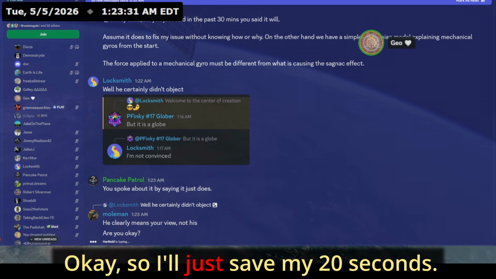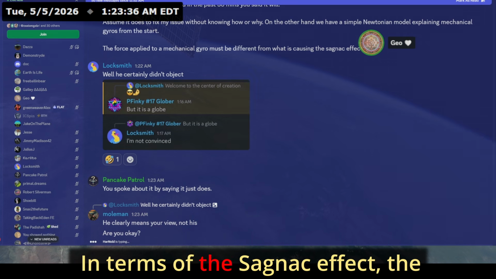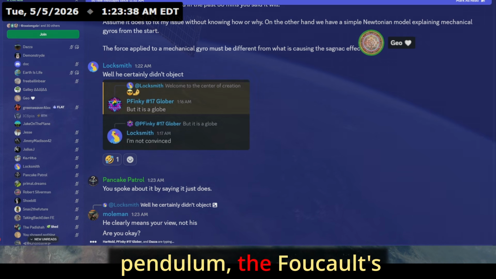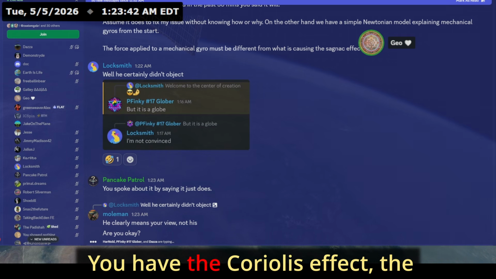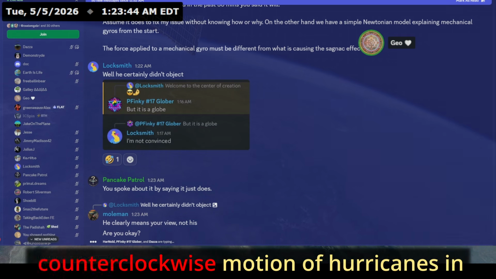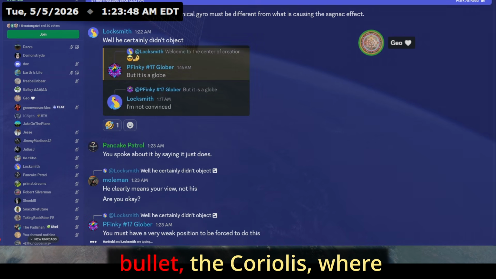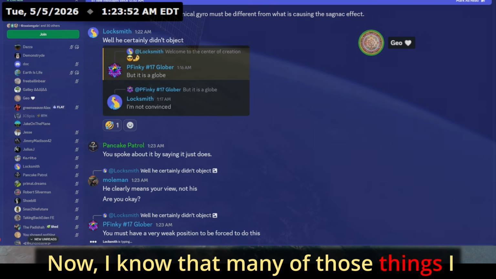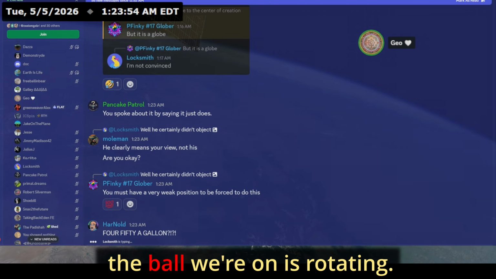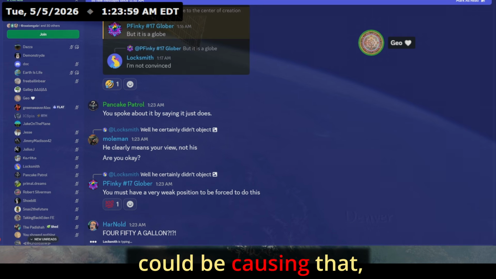Okay, so I'll just say my 20 seconds. This is what I would say. In terms of the Sagnac effect, the pendulum, the Foucault's pendulum, even the weight change with latitude could be connected to this. You have the Coriolis effect, the clockwise and counterclockwise motion of hurricanes in the north and south. There's also the claimed shooting of the bullet, the Coriolis, where the bullet drifts a little bit, and so on. Now, I know that many of those things I just said are claimed to be Earth rotation, that the ball we're on is rotating.